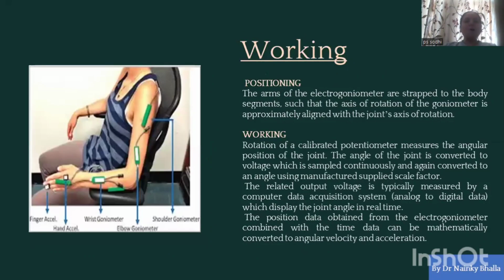Now, if we see the working of this electrogoniometer, it has two arms which are strapped to the body segments, and the axis of rotation of the goniometer is aligned with the joint axis of rotation.